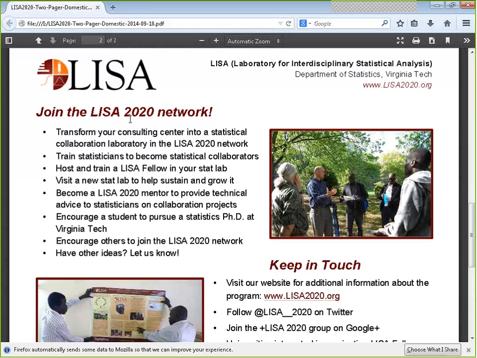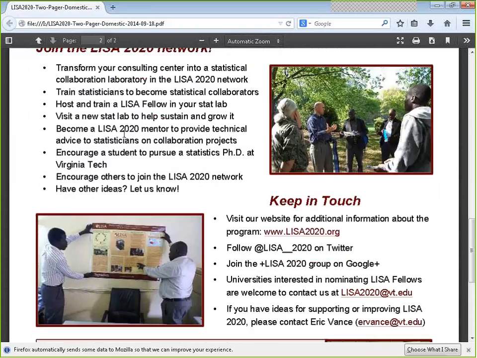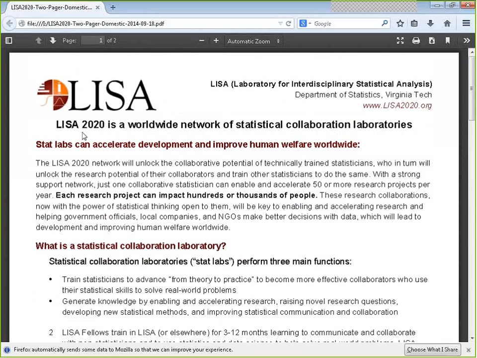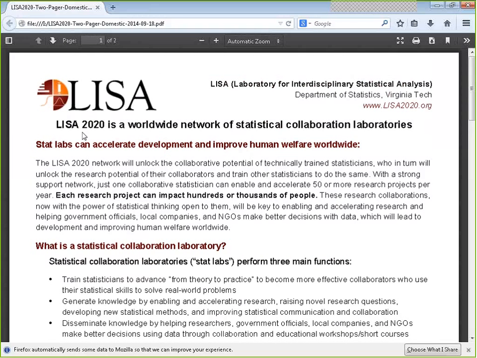I just wanted to mention that we have this Lisa 2020 program. It's our program to create a network of 20 statistical collaboration laboratories in developing countries by the year 2020. We have a stat lab at Virginia Tech, and we train statisticians to be collaborative statisticians. We're training statisticians from developing countries to be collaborative statisticians, and then helping them start up stat labs in their universities or institutions in developing countries.